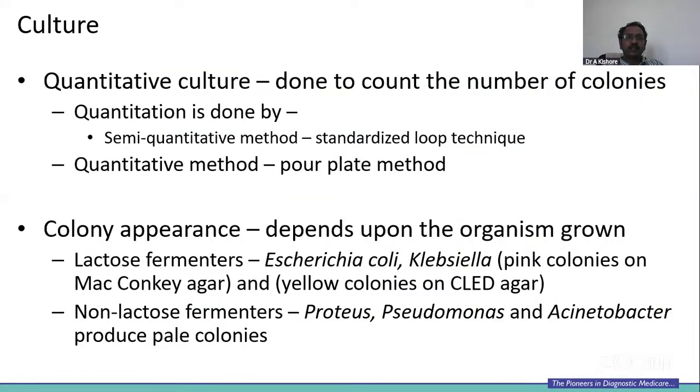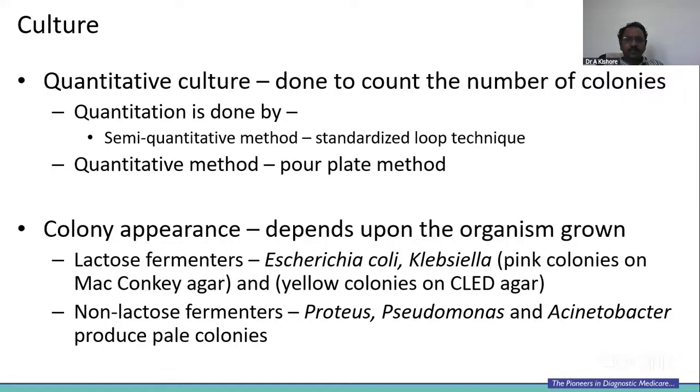There are other methods where you can detect by culture. There is a quantitative culture method and a colony appearance. It is done to count the number of colonies. A colony is nothing but a single clone of bacterium that is growing. So you determine it by either a semi-quantitative method or a quantitative method, which you do by a standard loop technique or otherwise a pour plate method.